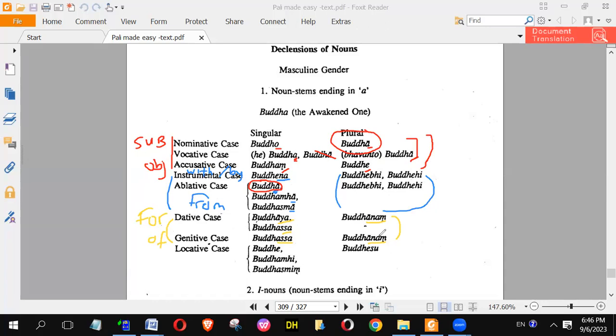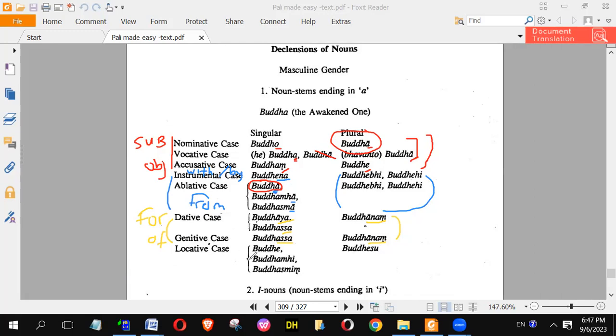Wendy, can you recite the dative and genitive? Dative case: Buddhāya, Buddhassa, Buddhānaṃ. Genitive case: Buddhassa, Buddhānaṃ. Have you studied this before? Yes, a little bit. It's okay, not very detailed. We just do a quick review, and we still come back later.